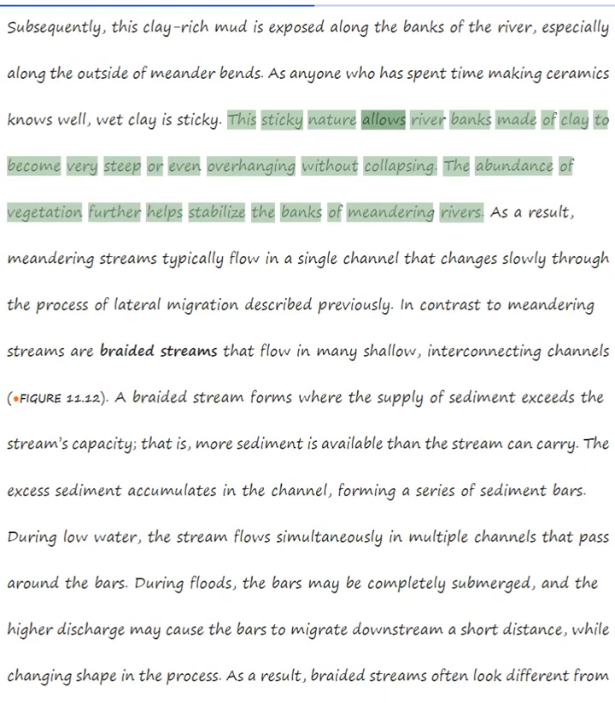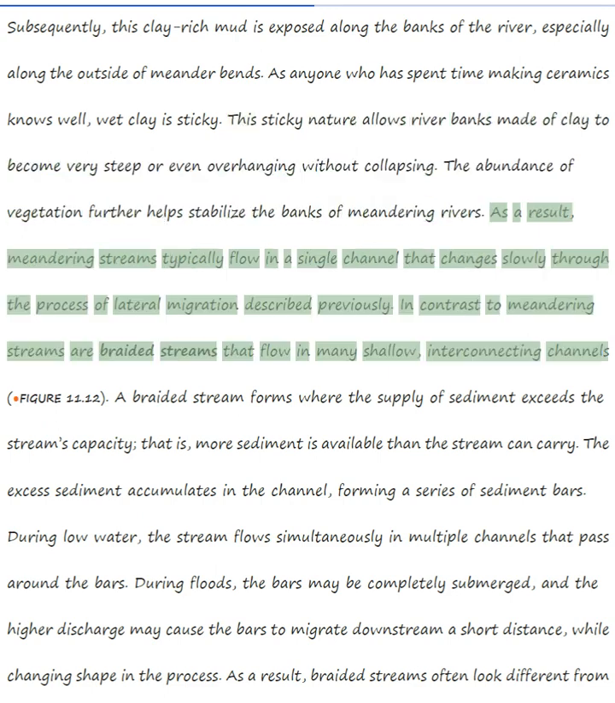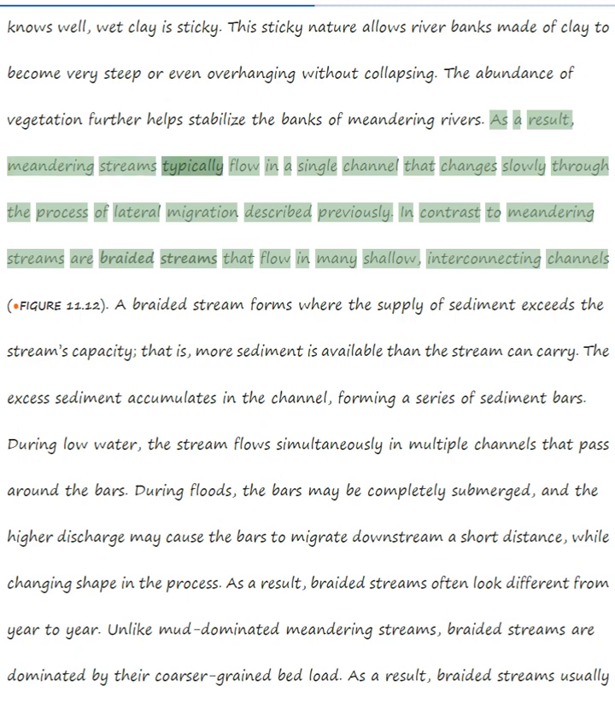This sticky nature allows riverbanks made of clay to become very steep or even overhanging without collapsing. The abundance of vegetation further helps stabilize the banks of meandering rivers. As a result, meandering streams typically flow in a single channel that changes slowly through the process of lateral migration described previously. In contrast to meandering streams are braided streams that flow in many shallow, interconnecting channels.